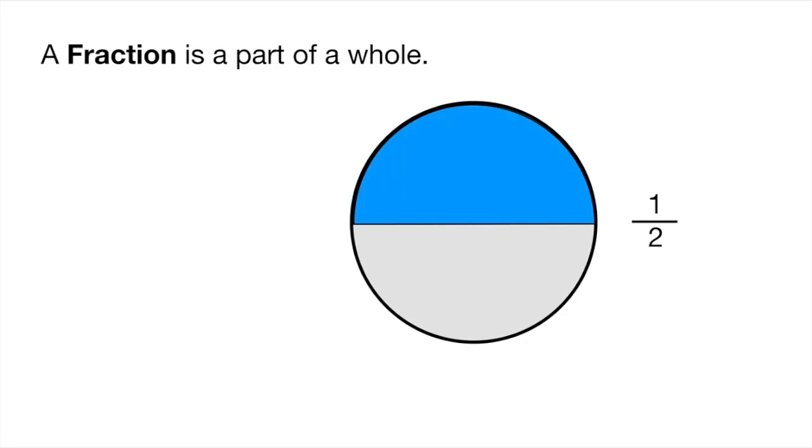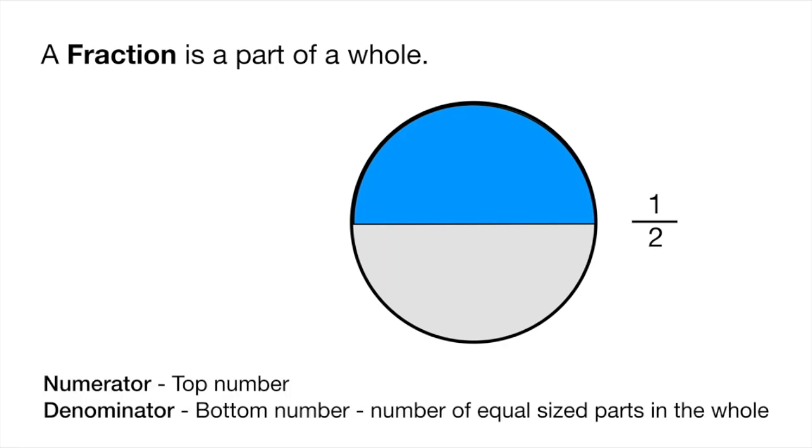A fraction is a part of a whole thing. So here we can see a circle which has half of the circle highlighted in blue. So the fraction is 1/2. And each fraction has a numerator, which is the top number, and a denominator, which is the bottom number, or the number of equal-sized parts in the whole. Here we have 2 equal-sized parts, so the denominator is 2.